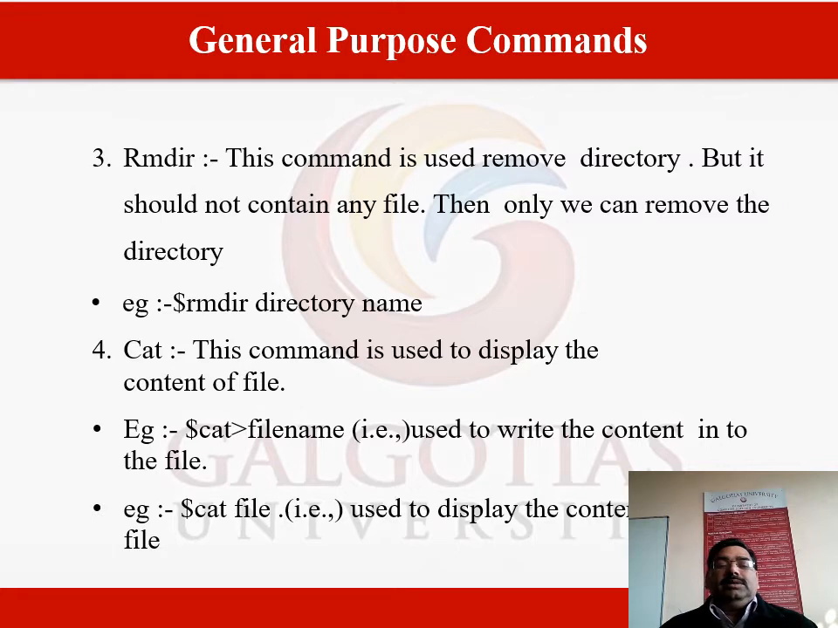Next is the cat command. There are two or three purposes of the cat command. With the cat command, you can display the content of a file, you can create a file, and you can display the content of two other files. In the first example, at the dollar prompt, cat with a file name is used to write content into the file. If you want to write some content into the file, you can use cat and this angular bracket sign.